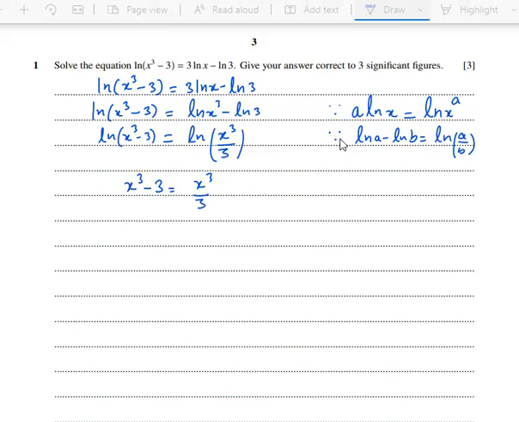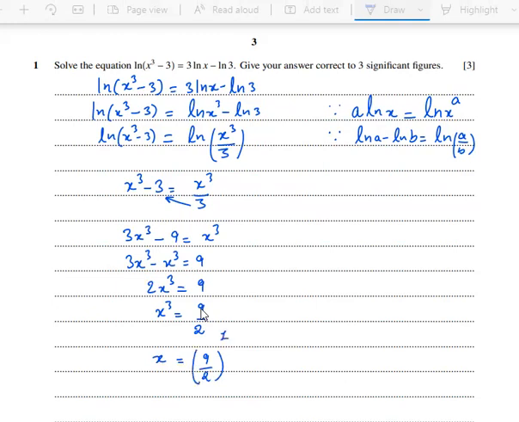All right. So now cross multiplying, take this 3 over here. So we will get 3x cube minus 3 3s are 9 equals to x cube. Then taking like terms, one side we have 3x cube minus x cube equals to 9. So we basically get 2x cube is equals to 9, or x cube is equals to 9 by 2. And therefore x is equals to 9 by 2 to the power of 1 by 3.